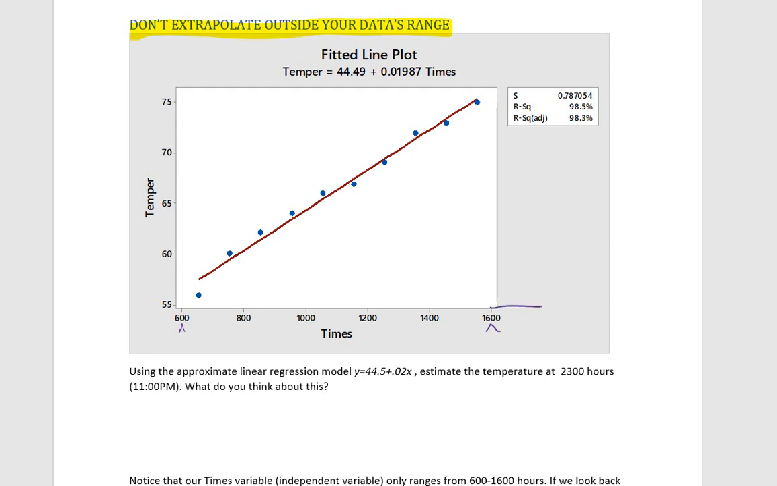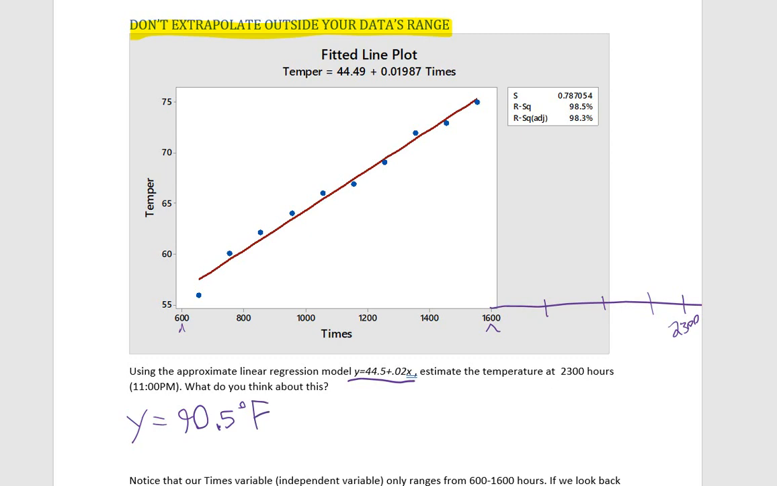So if we wanted to look at 2300, that'd be 18, 20, 22, 2300 would be about right here. We'd have to go far outside of our data. So if we estimated the temperature at 2300 hours, if we took 2300 and plugged it in for X right here, we would get that the temperature would be about 90.5 degrees Fahrenheit.